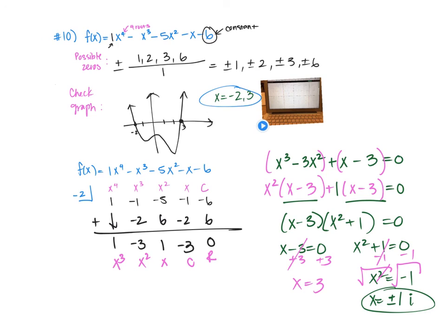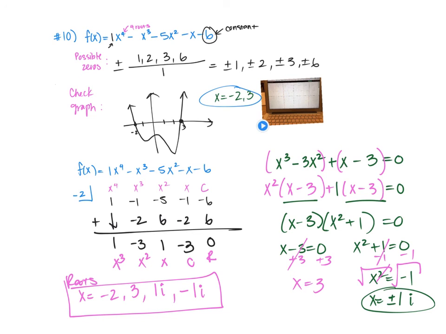And so here's the deal. You need 4 roots. Let's count up all the unique roots that you found. So it looks like x equals negative 2 and 3. That comes from the graph. And then x equals positive 1i and also negative 1i. And that is all 4 of the roots.